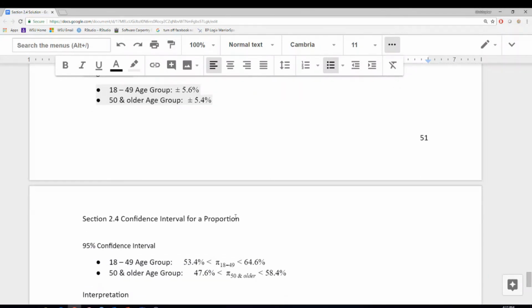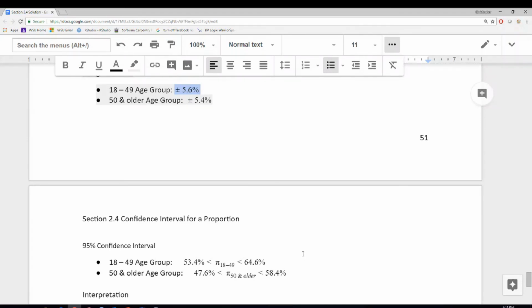If we take those margins of error and compute the confidence intervals, how would I do that again? Well, for the 18 to 49-year-olds, I would take the 59% and I would subtract 5.6%. That's where that 53.4% is coming from. So again, 59% minus its associated margin of error up here, 5.6%, gives me 53.4%. If I take 59% and add the 5.6%, I'll get the upper endpoint for the confidence interval, and that's at 64.6%.